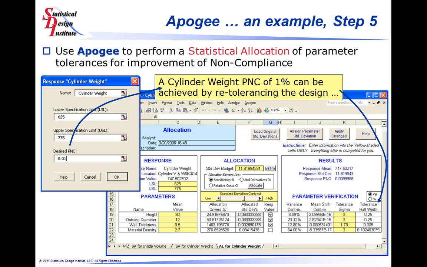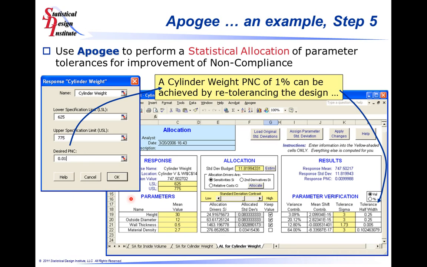So let's see if we could address this through allocation. Well, the allocation tool is based on, given that you know what the nominal values are for your X parameters, we can determine what the allowable variation would be of the response to achieve a desired probability of noncompliance. So in this case, we're going to specify that let's try to see if we can get to a desired PNC of 0.01 or 1%. So on the cylinder weight. Remember, we're starting with the noncompliance of about 24%.